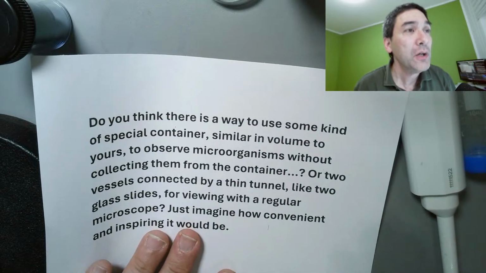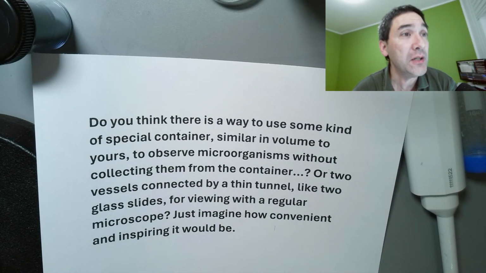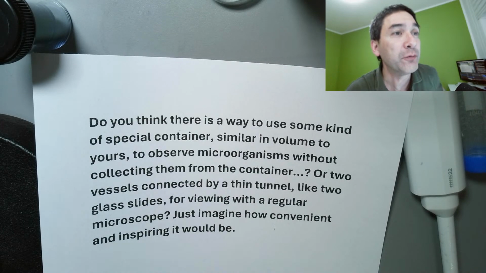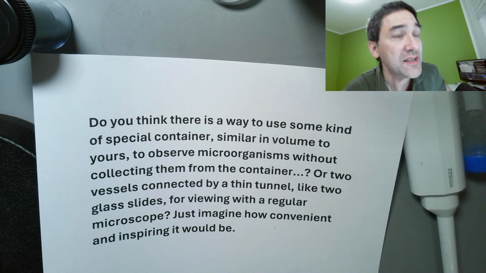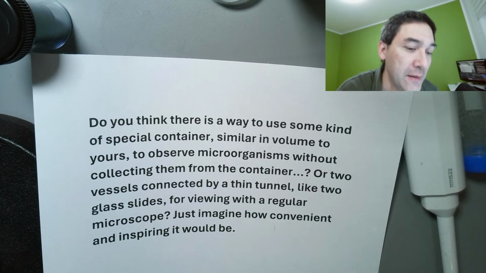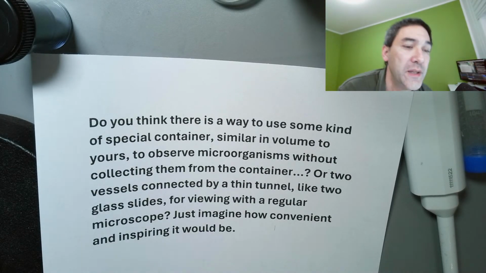Yeah. So, do you think there is a way to use, and that's the last question here, some kind of special container similar in volume to yours to observe microorganisms without collecting them from the container, or two vessels connected by a thin tunnel, like two glass slides, for viewing with a regular microscope? Okay, I'm going to show you something. Again, I have to reach down into my drawer. I have the following here.